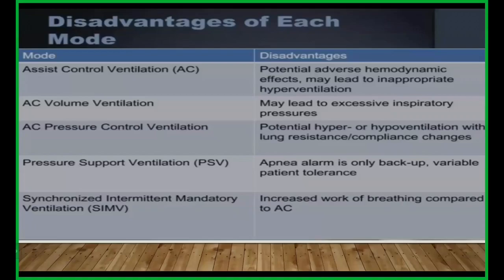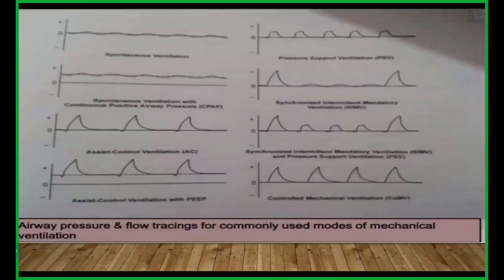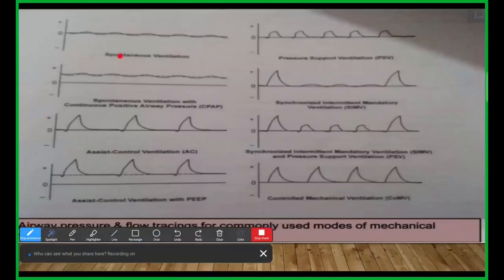Work of breathing can increase because the spontaneous breaths are of very small tidal volume, which cannot meet the patient's requirements. So the work of breathing can be increased compared to the assist control mode. Now the individual waveforms of each mode. In spontaneous ventilation, you have a negative inspiration and a positive expiration on the baseline.